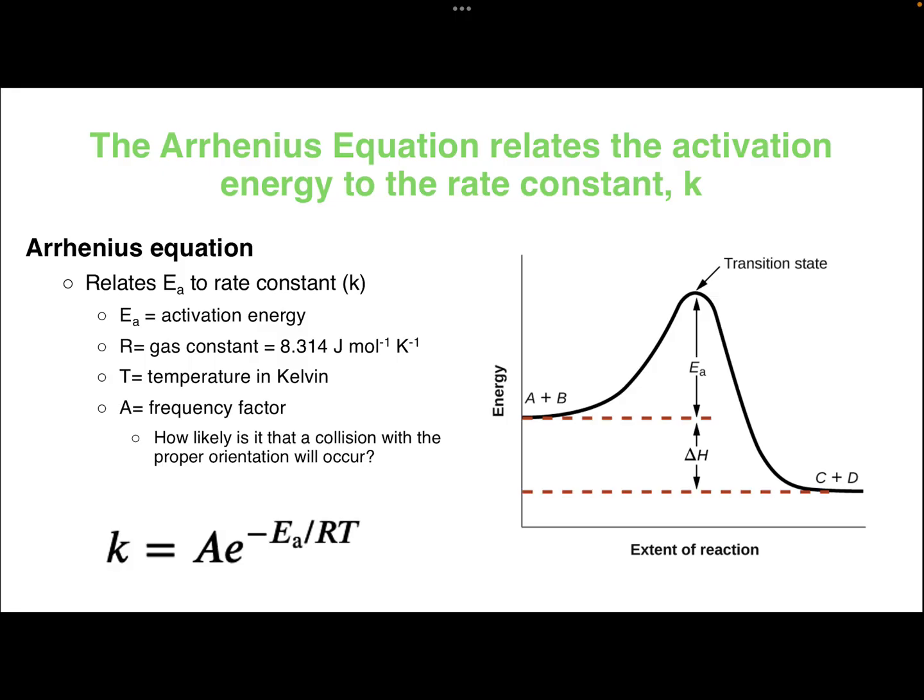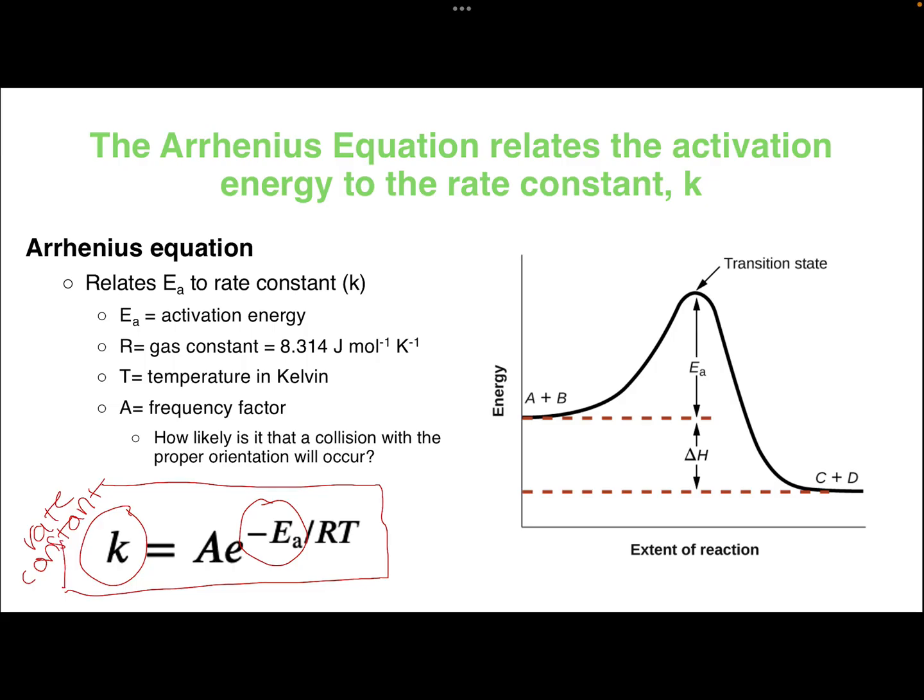Okay, so just a quick refresher about the Arrhenius equation. The Arrhenius equation tells us how our activation energy, our E sub A, is related to the rate constants, the K values that we've been working with a lot in class. All right, so this is our rate constant. And it does this through this equation here, where our E sub A is our activation energy. That's that energy difference between the reactants and the transition state or activated complex.